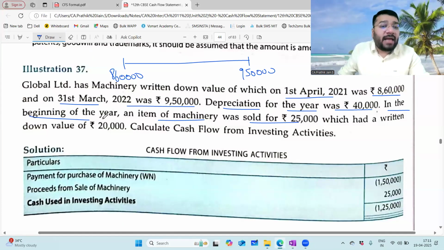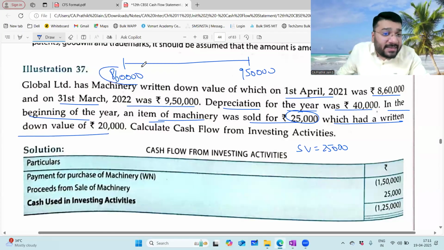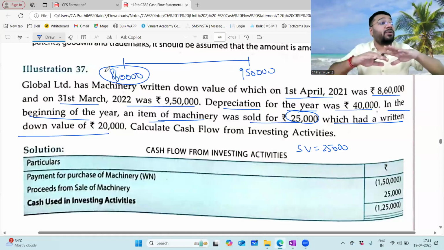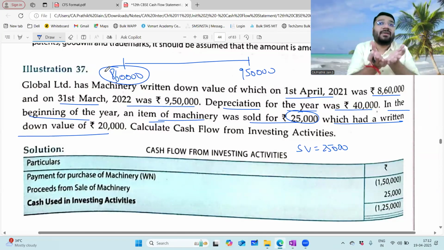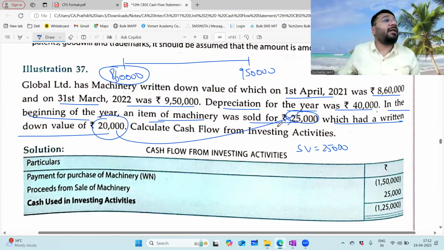In the beginning of the year, the item of machinery was sold for 25,000. So can I say 25,000 is the sale value? Yes. 25,000 is the sale value. Which had a written down value of 20,000. Means this 8,60,000 rupees is the written down value of multiple assets. In that, there is one asset whose worth is 20,000 that is sold for 25,000.